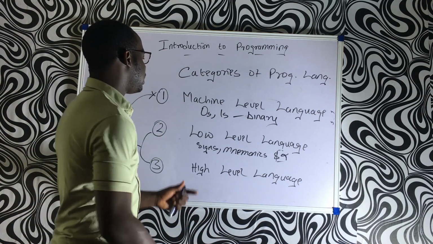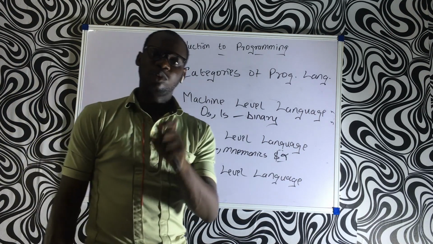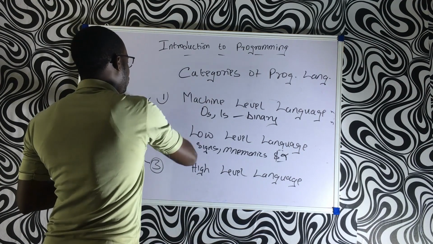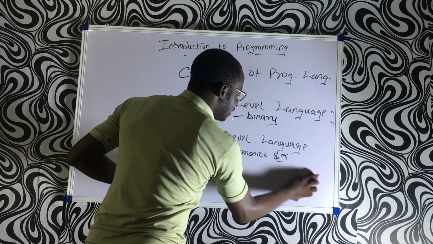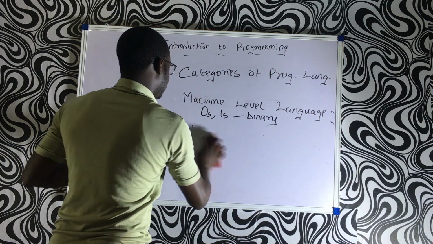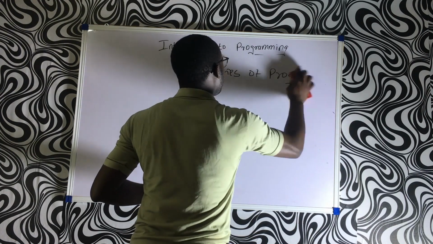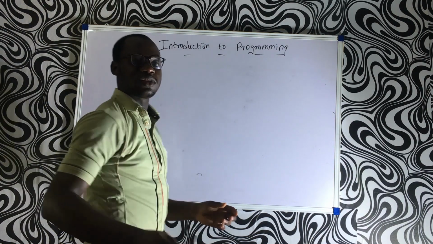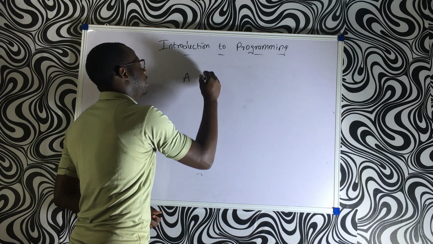Now, remember we said the low level language and the high level language are not understood by default by the computer. So they have to be translated to the machine language. If it has to be translated to the machine level language before the computer understands what it's all about, that means it needs what we call a translator.